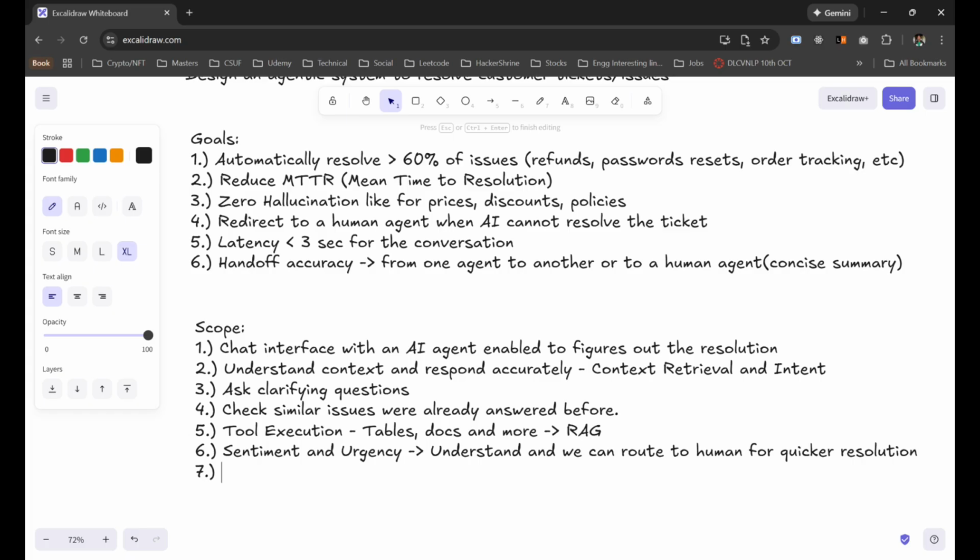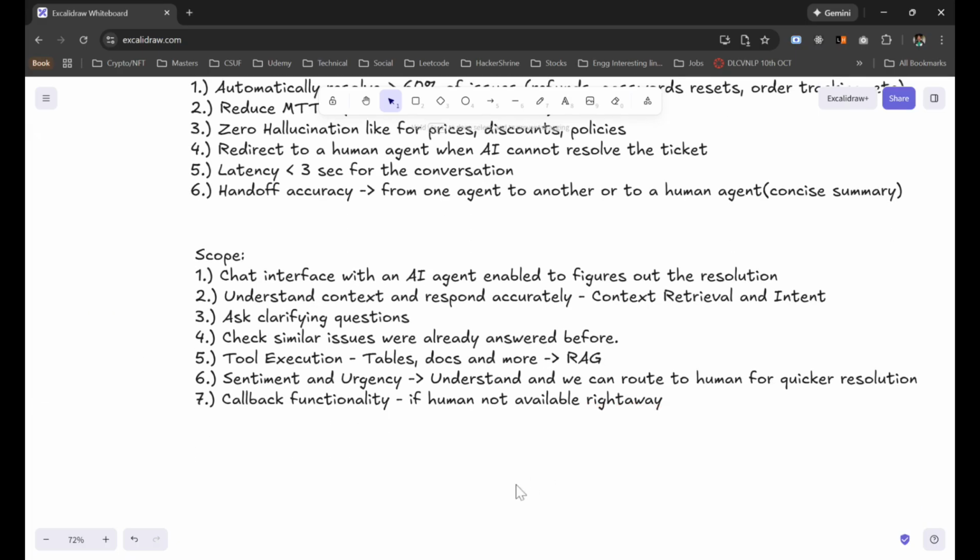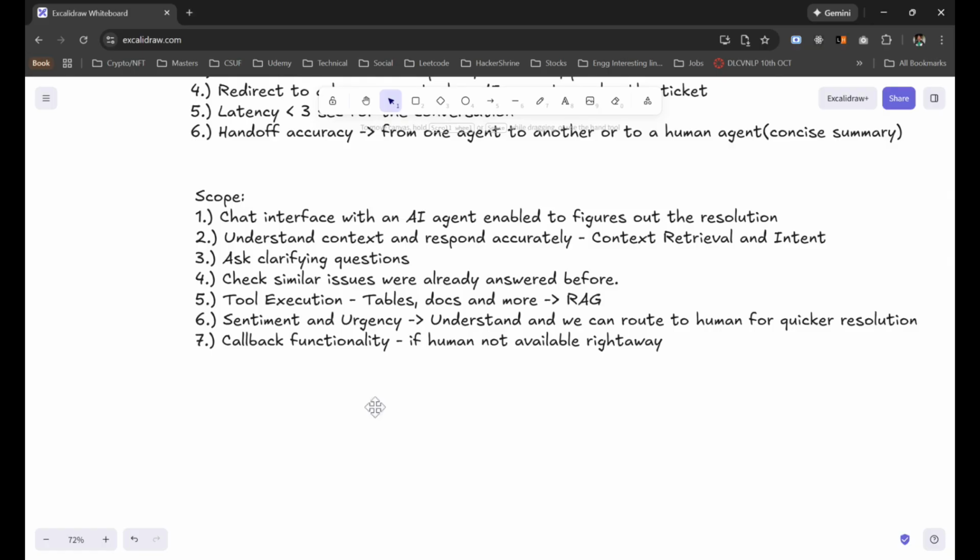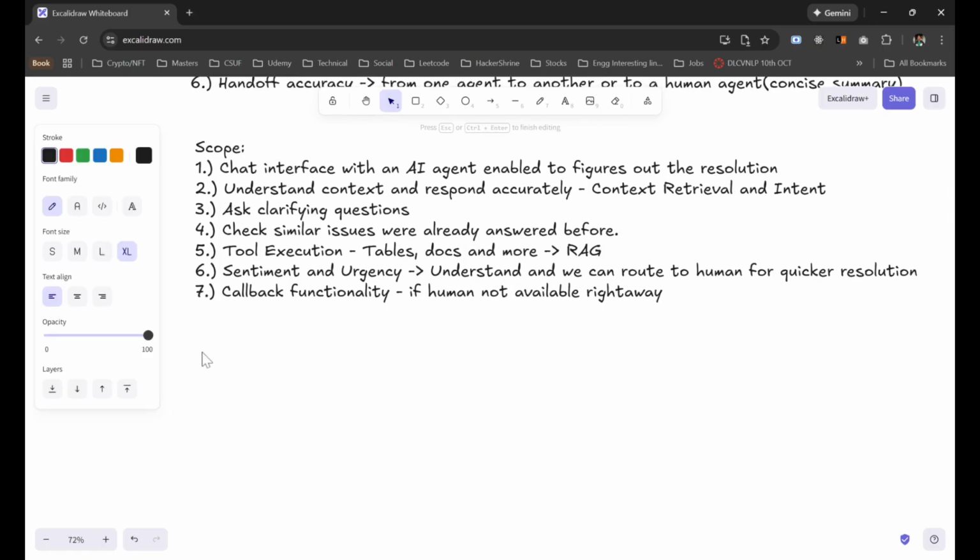That can happen, right? But then if you do that, what if the human is not available? So maybe a callback functionality, if a human is not available right away. They would give you a call. They would say, hey, now there's an agent available to resolve your query, something like that. We could have that, and this would be the entire workflow, at least for this particular video.